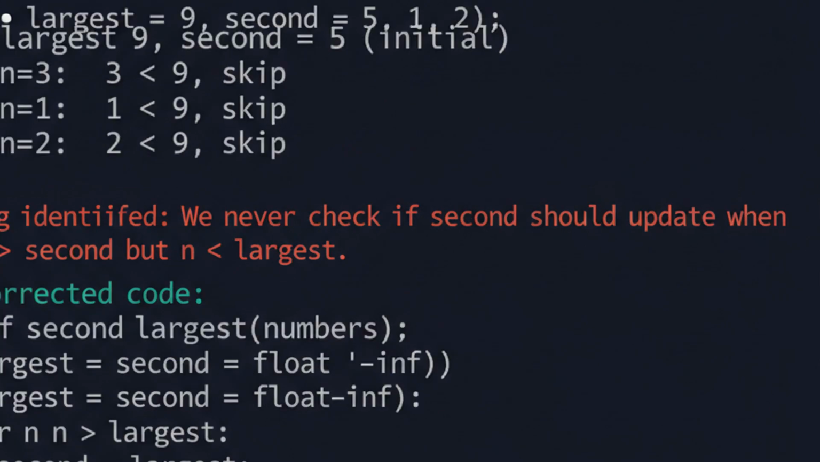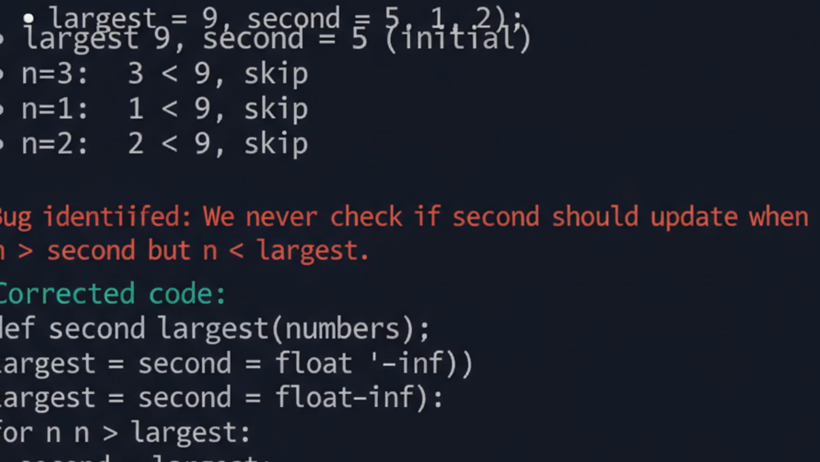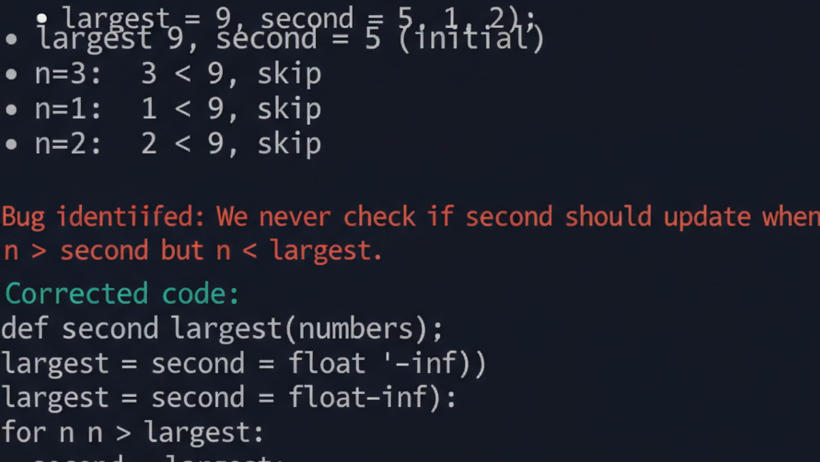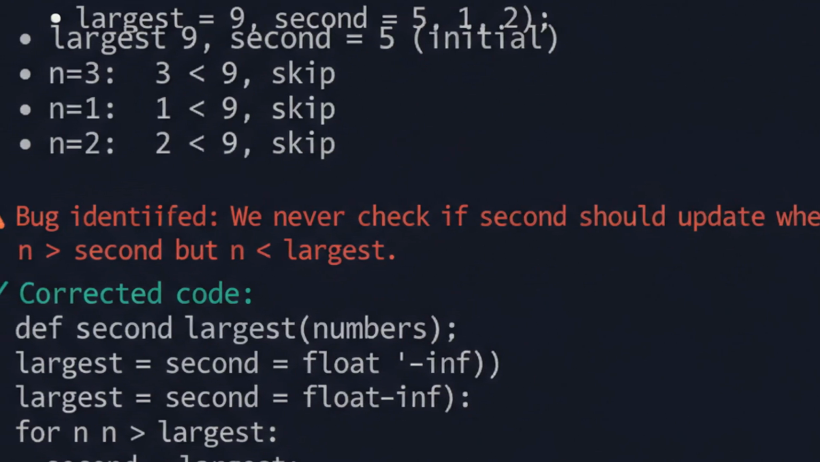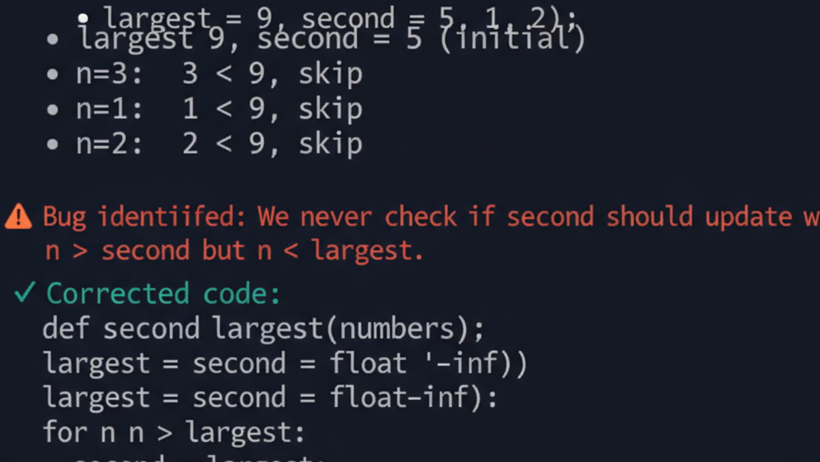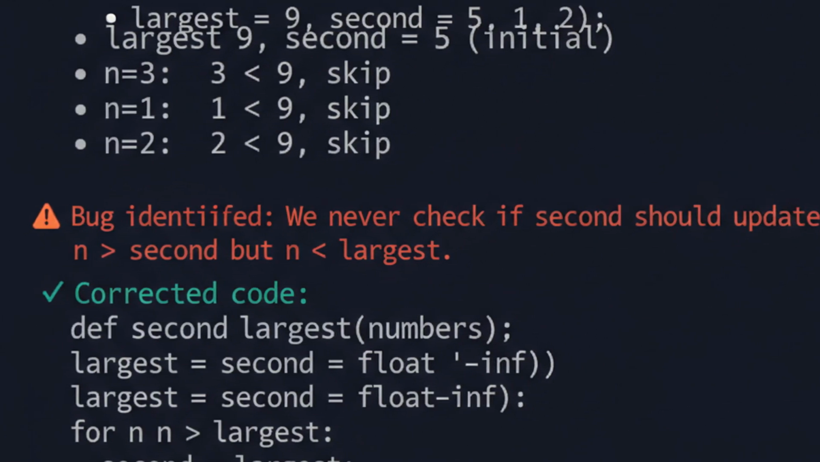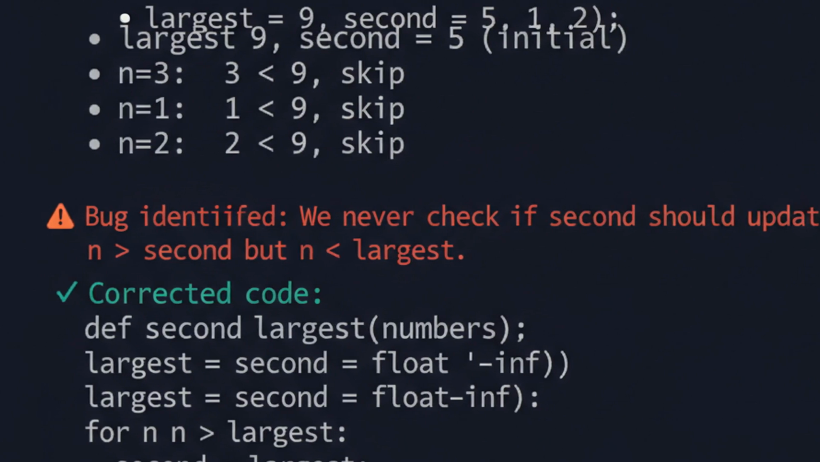Watch what happens. The model traces through with input like 1, 5, 3, 9, 2. It notices when we hit 9, we correctly set second to 5. But wait, what if the list is 9, 5, 3, 1, 2? The largest starts as 9, second starts as 5, but we never enter the if block. We never compare 5 against other elements. It finds the bug through reasoning. The fix? Initialize both to negative infinity and add an else if clause. Step-by-step thinking caught what a direct answer would miss.